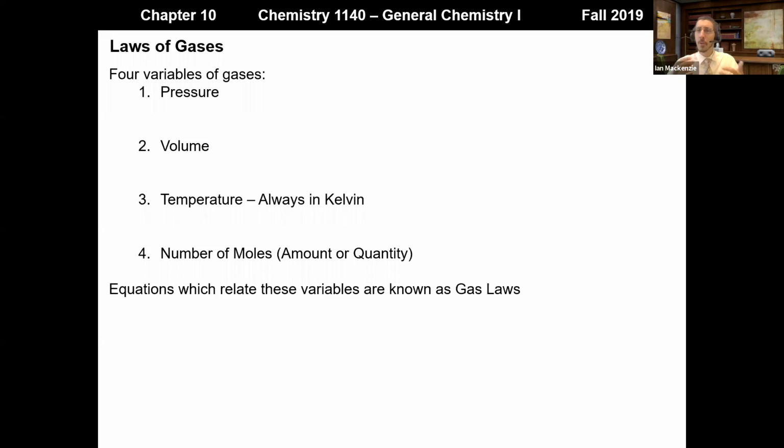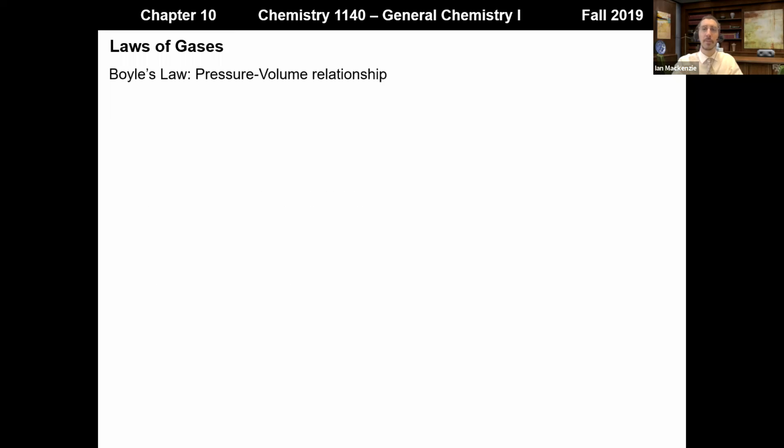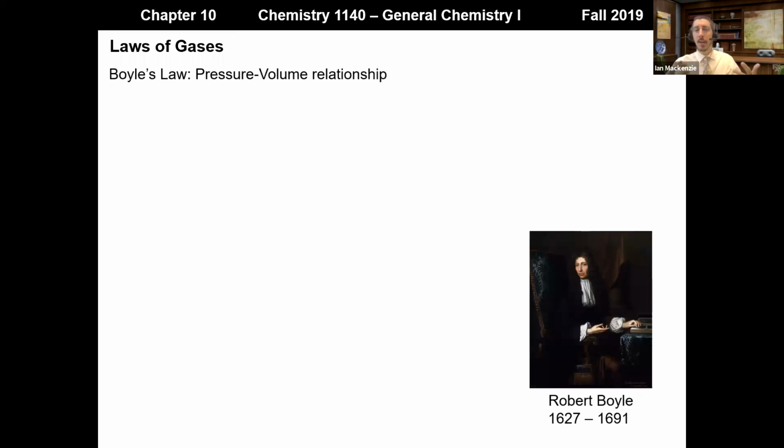Okay, so let's go through a few of these gas laws and how we relate these variables. And this will take us back to a little bit of history. So back in the mid-1600s, there was an English scientist named Robert Boyle. He was studying gases and noticed a relationship between the pressure of a gas and its volume.